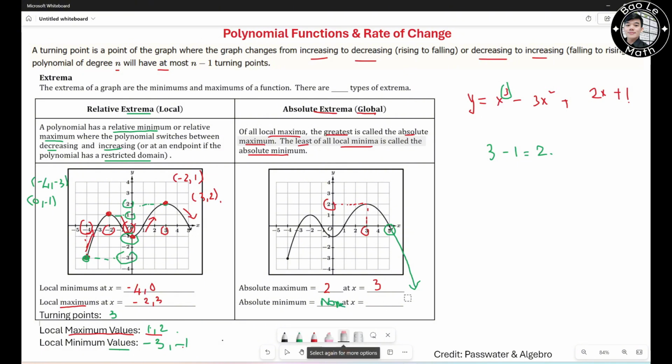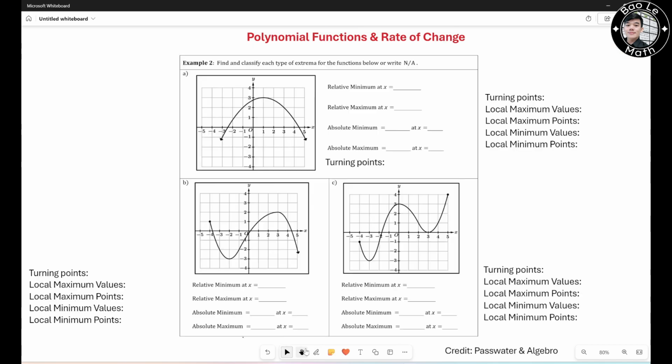Now, if I change the question, I just erase this one, and I have a restricted domain right here. So I put a dot right here, which means the graph can't be extended. So the least y value of the function is this guy right here. So this one is called the absolute minimum.